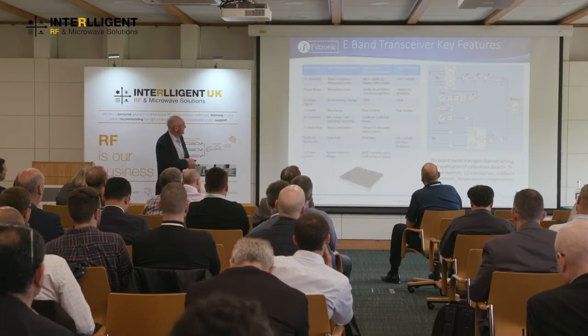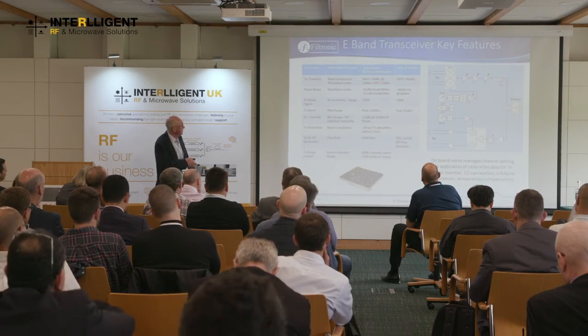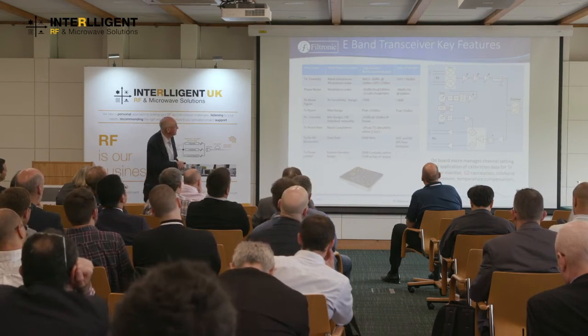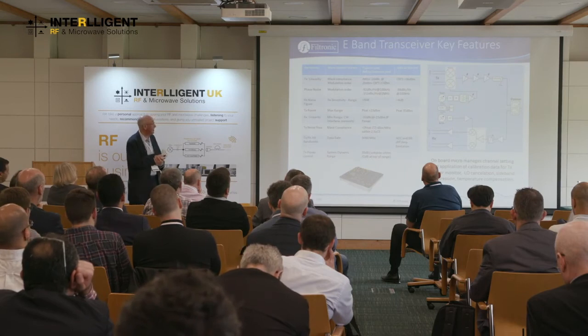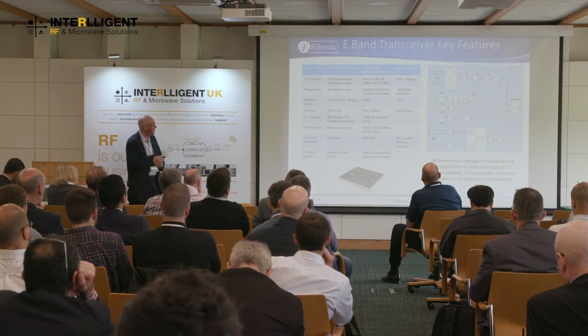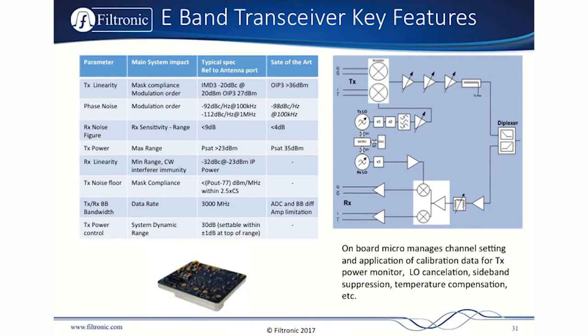So what are the key parameters within the transceiver? PA linearity is very important. Phase noise I've mentioned. You need about minus 92 dBc per hertz at 100 kilohertz offset for 256 QAM. The best VCOs available at the moment are pushing minus 98, so the parts are available.